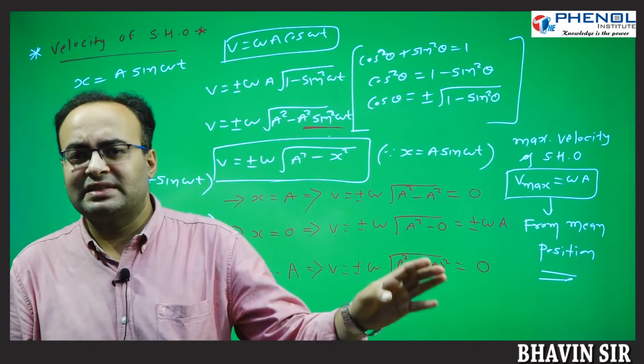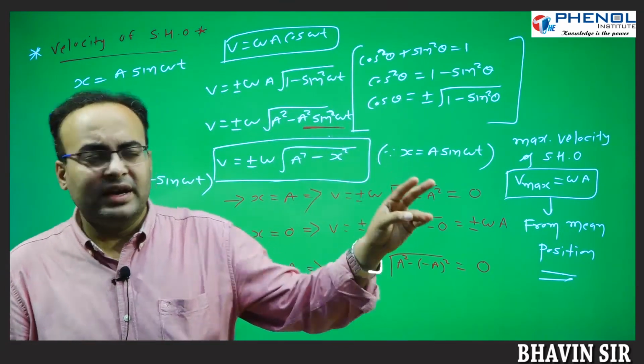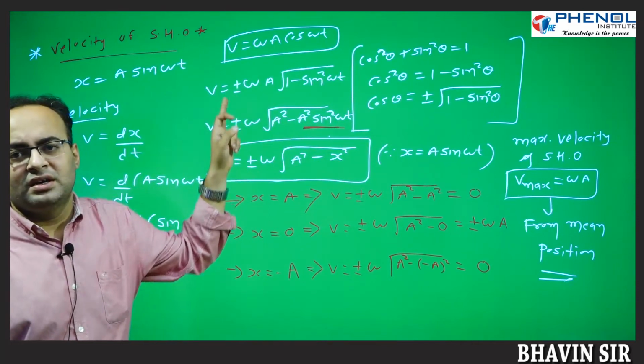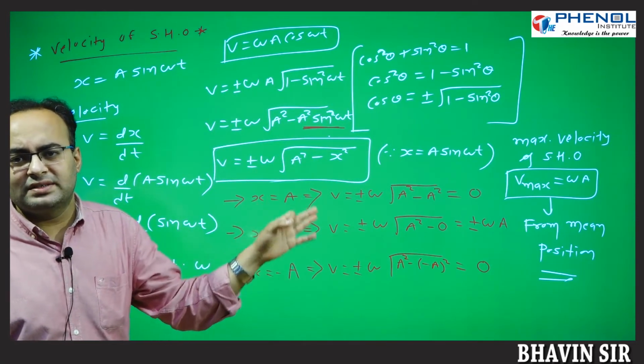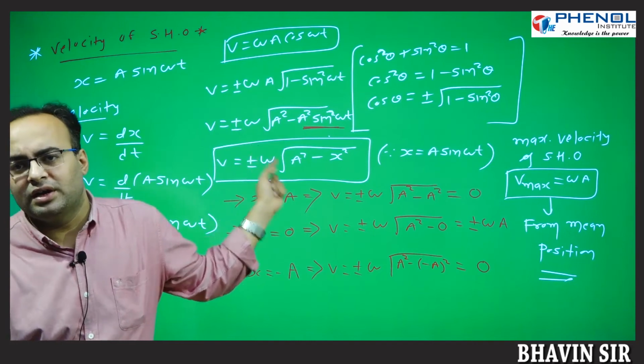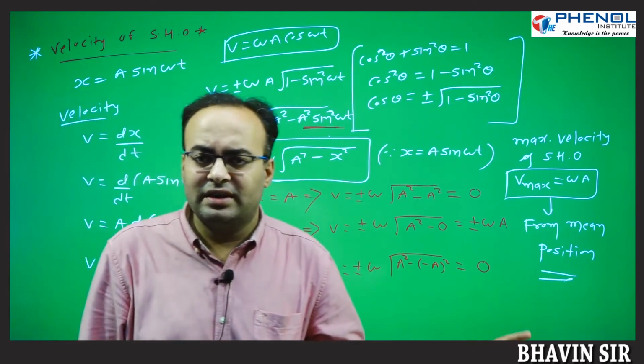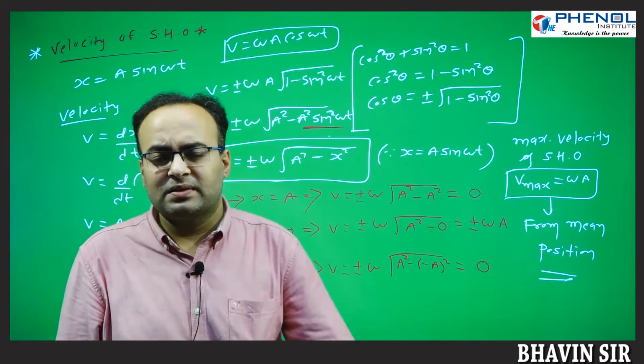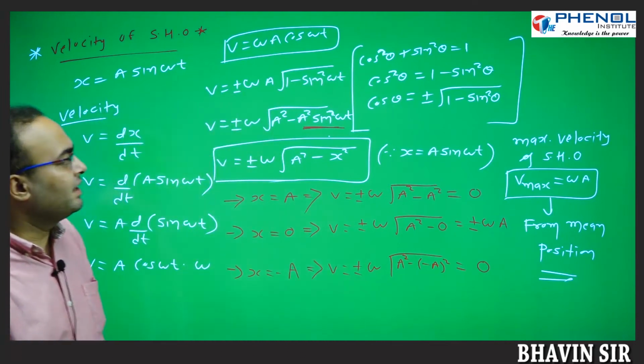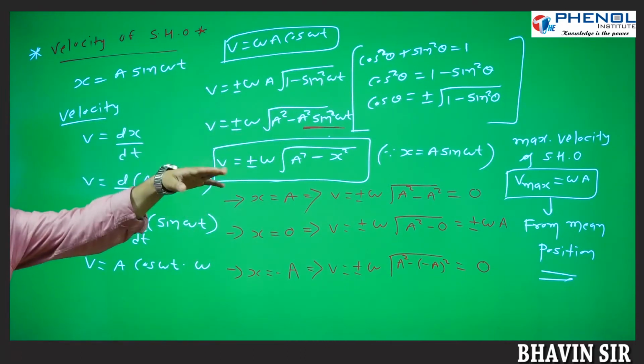What is the velocity of SHO? Omega a cos omega t, and in terms of x, plus or minus omega under root a square minus x square. And what is the maximum velocity? Omega a. Okay, so three equations for velocity.